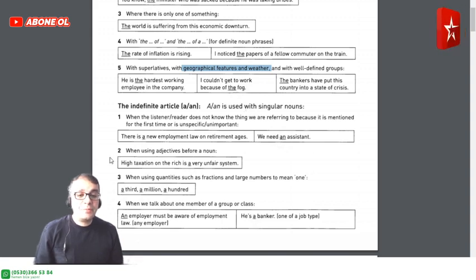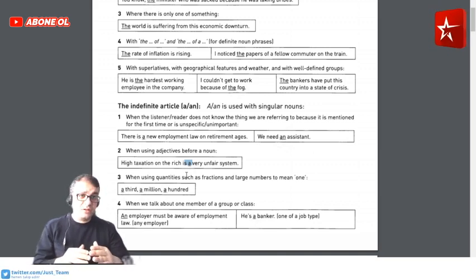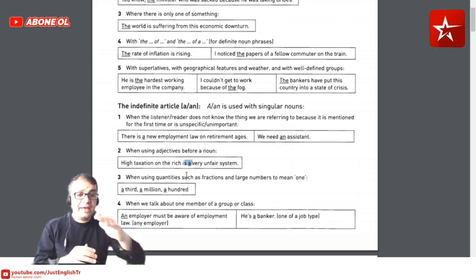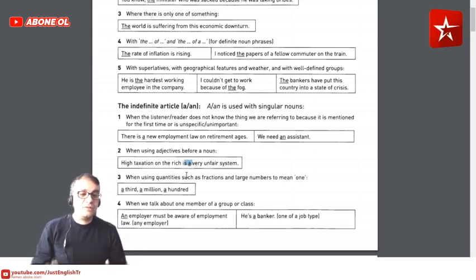So, for example, when we're using an adjective before a noun, let's say, "High taxation on the rich is a very unfair system." Look here at what I use: "is a very unfair system." So we are increasing the level to the highest by using the article "a".